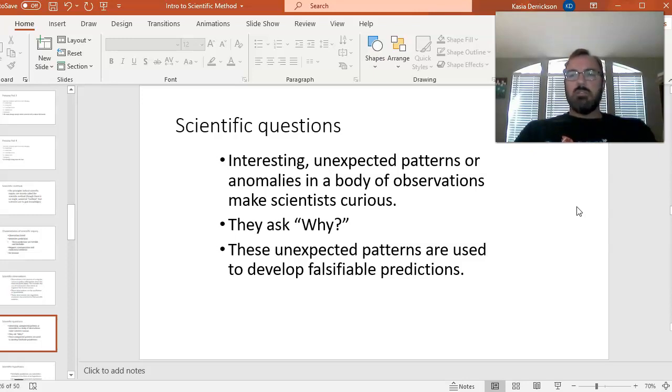In a nutshell, that is science. Like, why is this happening? And then we use those patterns and our explanations to try and develop another test. Right, test our ideas. And then we just continue testing our ideas over and over again.